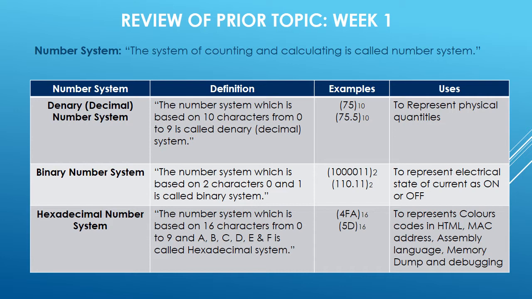Hexadecimal number systems are used to represent colors in HTML, are used to represent media access control address, that is a 48-bit binary address. So we use hexadecimal notation to represent the MAC address. This is also used to represent assembly language operation code. This is used to represent memory dump to find or to locate the errors and to debug those errors.